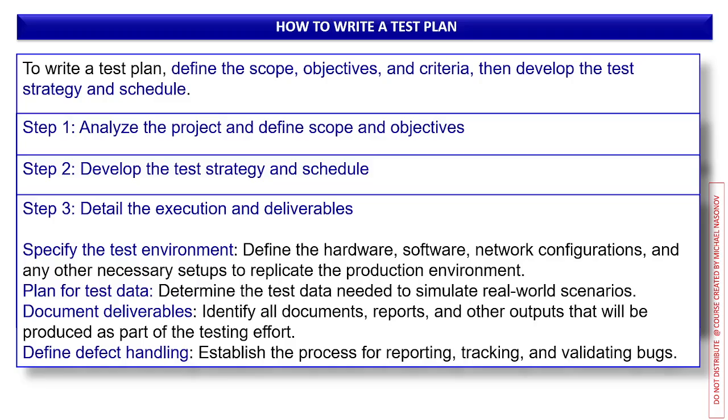Plan for test data. Determine the test data needed to simulate real-world scenarios. Document deliverables. Identify all documents, reports, and other outputs that will be produced as part of the testing effort. Define defect handling. Establish the process for reporting, tracking, and validating bugs.